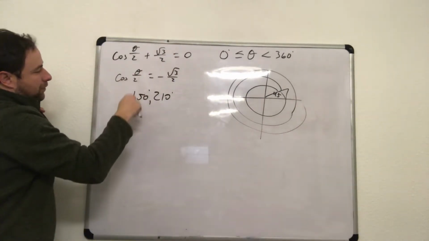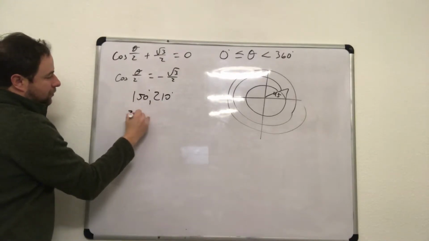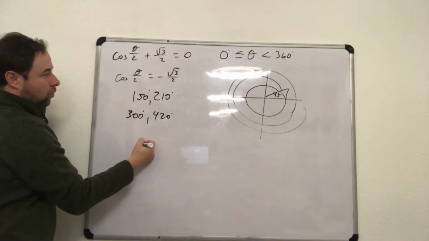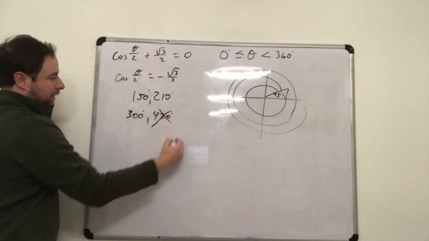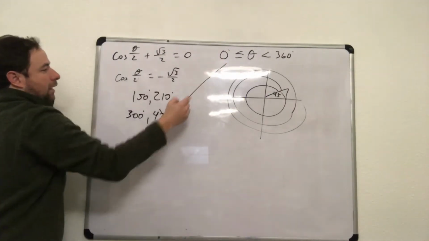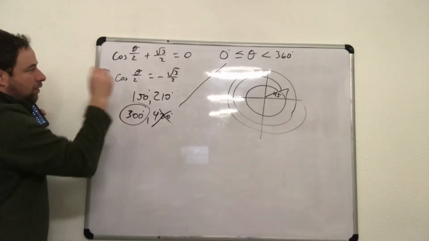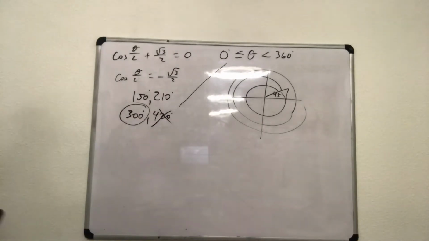Now, before, remember, we would go around 3 times and then divide by 3. This one is the opposite. We're going to multiply both of these times 2. When you do that, you get 300 and 420. Now, 420 is not an answer because it does not go in between those two. So 300 is actually your only answer to this problem.